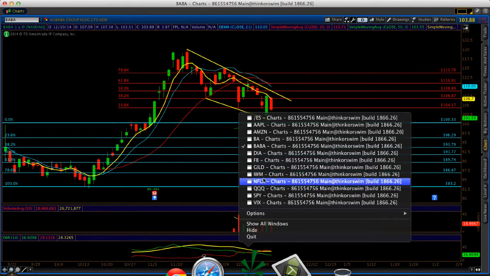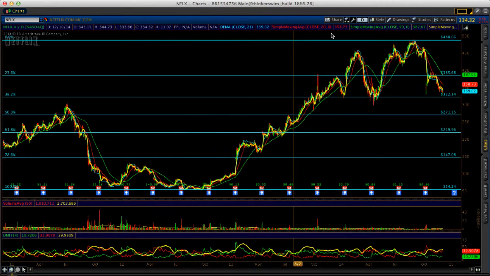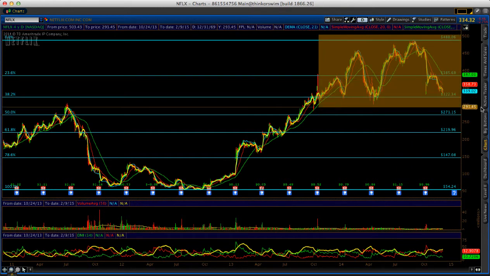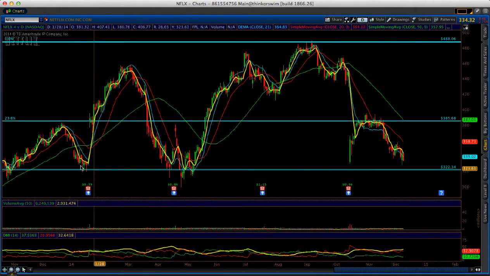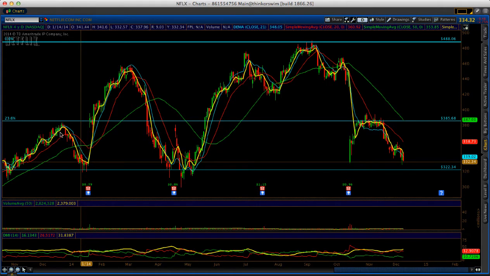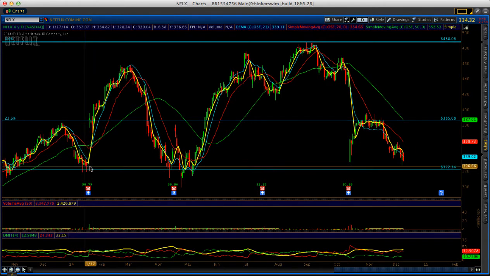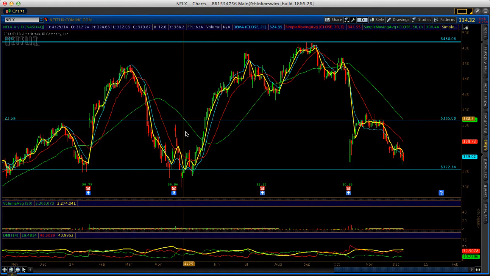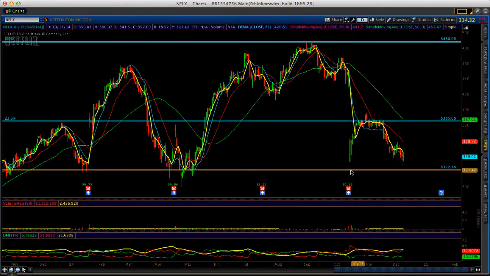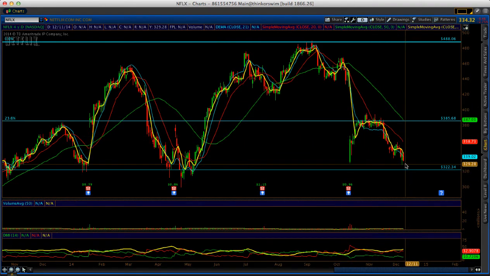Now let's talk about Netflix. Hard to tell right here. Netflix is bearish, but you don't want to get short at this level. You see this? We were going down. We got near this Fibonacci 322. Boom. Right here. Boom. Boom. Right here. Boom. You want to get short here?